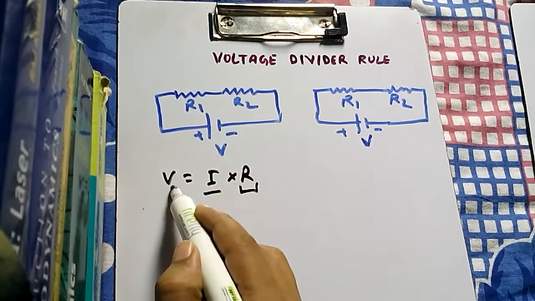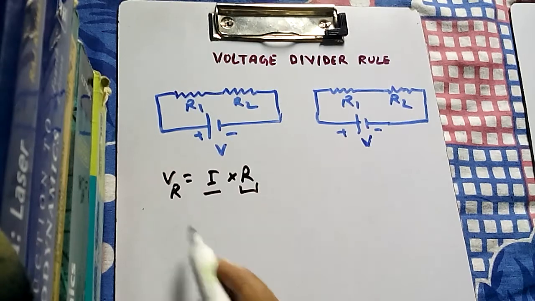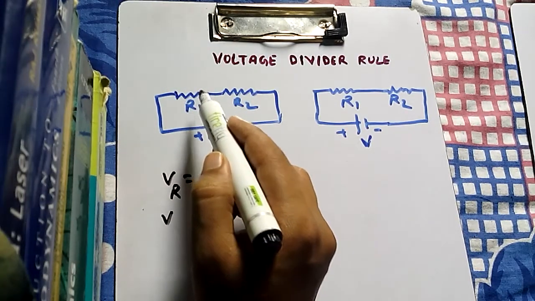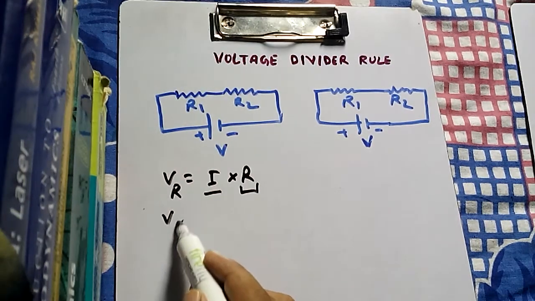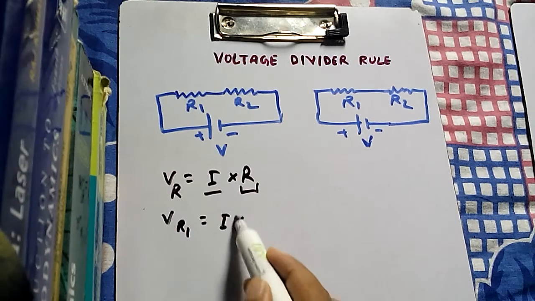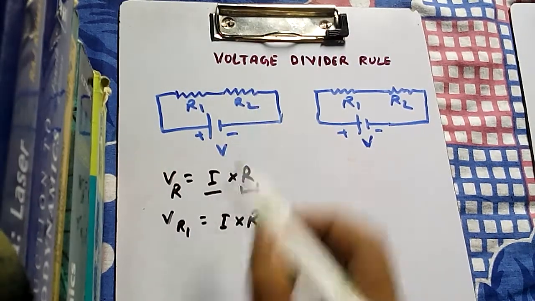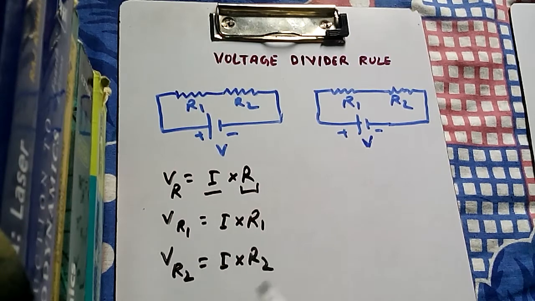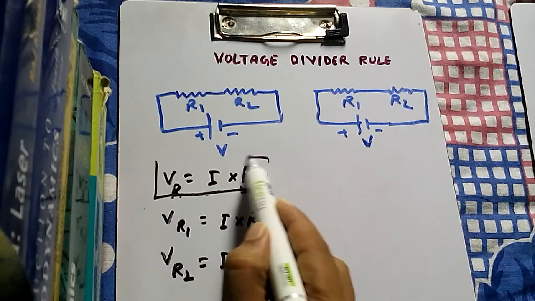I should write here R. That means the voltage drop across R is equal to I into R. So what is the voltage drop across R1 if we want to use Ohm's law as the voltage drop law? VR1 is equal to I into R1. What is the voltage drop across R2? By using Ohm's law as the voltage drop law, VR2 is equal to I into R2. So this is one.